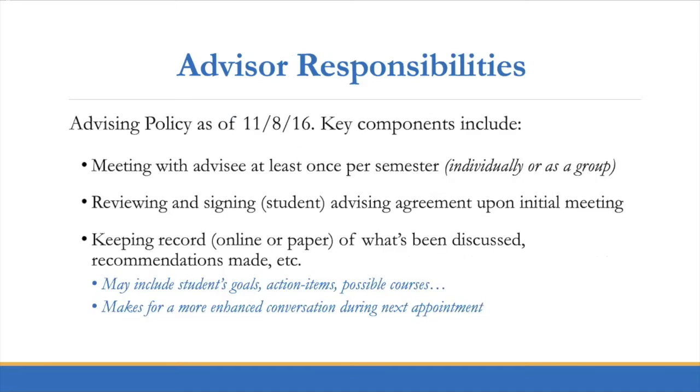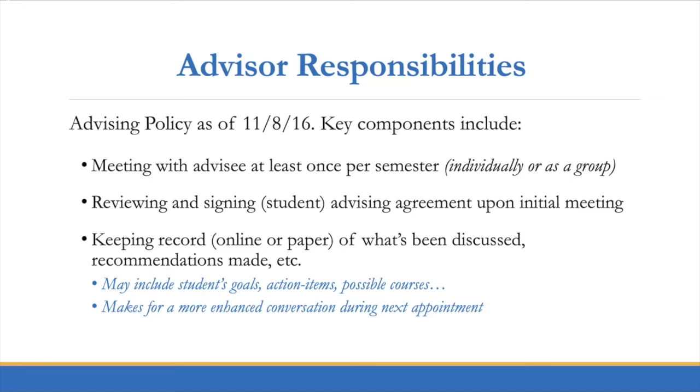As an advisor, you have certain responsibilities. TC&J has an advising policy, and some of the key components of that policy are on the screen. The first component is that advisors should meet with their advisees at least once per semester. This could be individually in a one-on-one meeting or as part of group advising. 99 advising courses count as a group advising session.